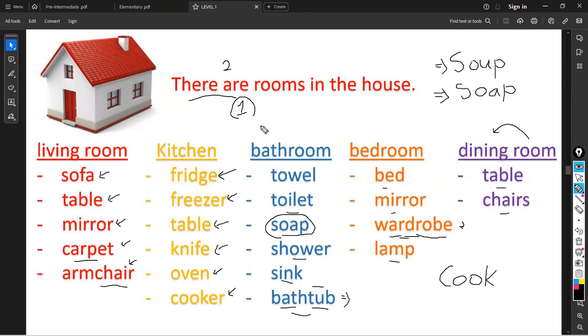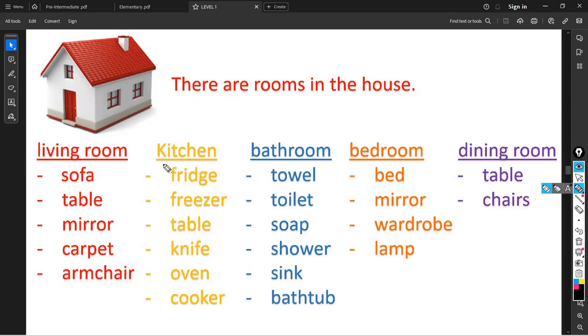Okay, let me start asking Hiba. Hiba, can you hear me? Yes. Okay, Hiba, let's talk about your living room. How many sofas do you have? Three.